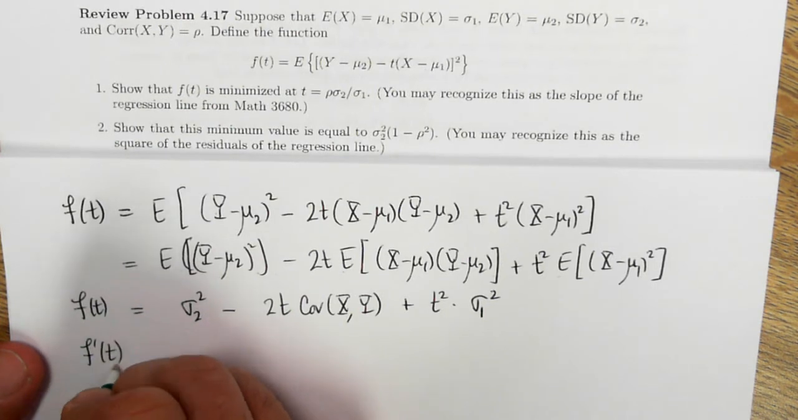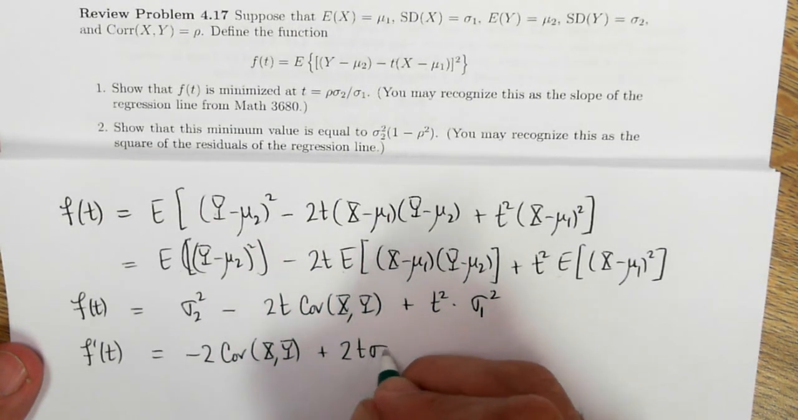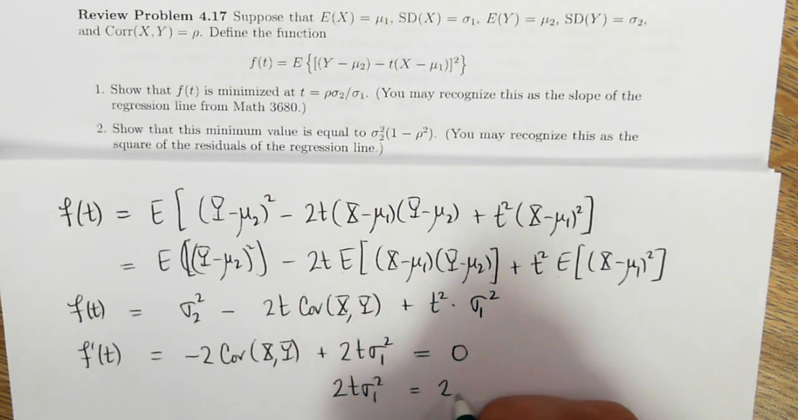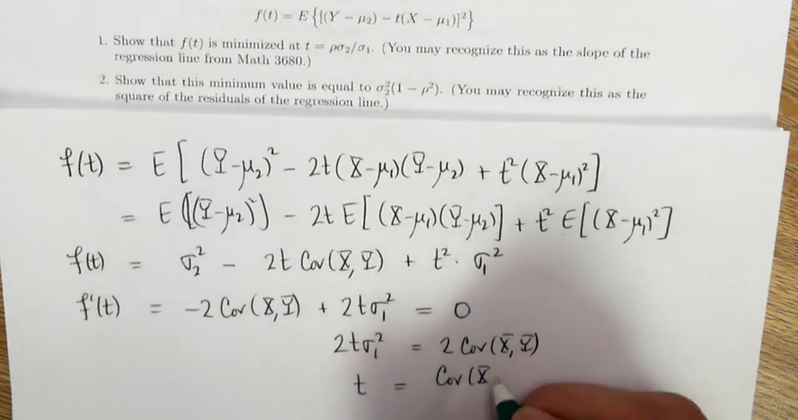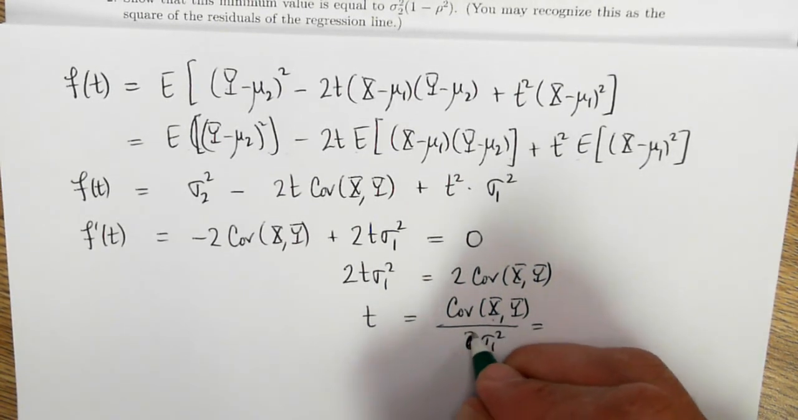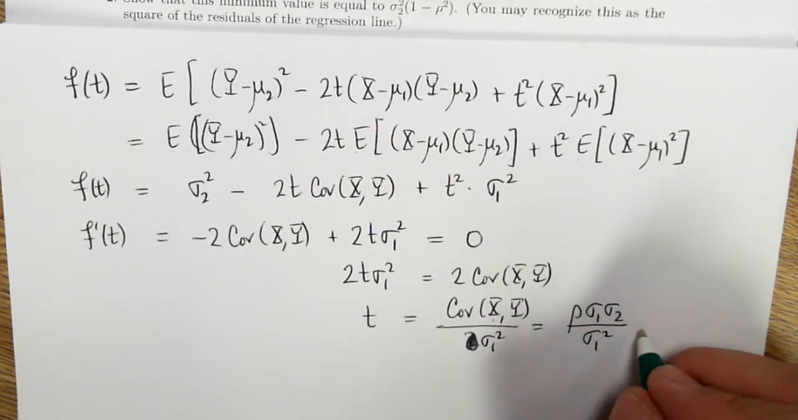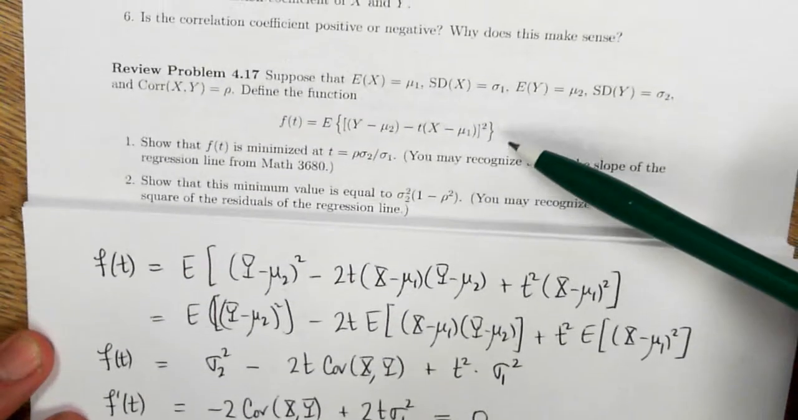Let's minimize it. To minimize it, let's take the derivative. So I get negative 2 times the covariance of x and y plus 2 times t times the variance of x. Set it equal to 0 and solve for t. So 2 times t sigma 1 squared equals 2 times the covariance of x and y. And so t will be equal to the covariance of x and y divided by sigma 1 squared. Now the covariance is equal to the correlation times the product of the two standard deviations. And so this will be equal to rho times sigma 2 over sigma 1. And so this will be the value of t, the slope of the regression line, that minimizes the function f of t, that minimizes the squares of these residuals.